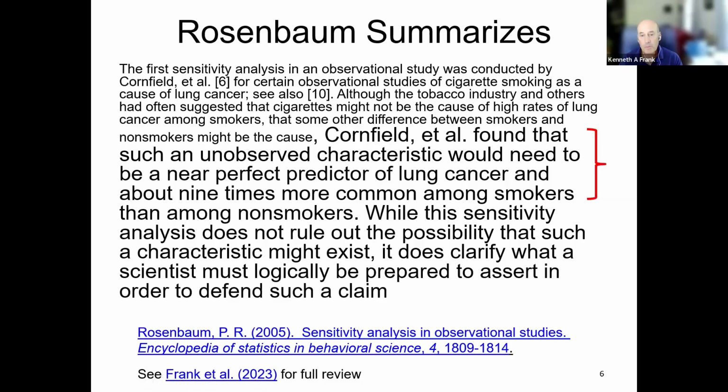I want to highlight two parts of this quote. First, Cornfield et al., with technical work, are figuring out exactly what the properties of that omitted variable, that gene, must be to change the inference. So now it's not just a question of whether such a thing exists, but what must its properties be? And in this case, they're very extreme properties: it has to be a near perfect predictor of lung cancer and 9 times more common among smokers than among non-smokers. That's what it would take to change your mind.